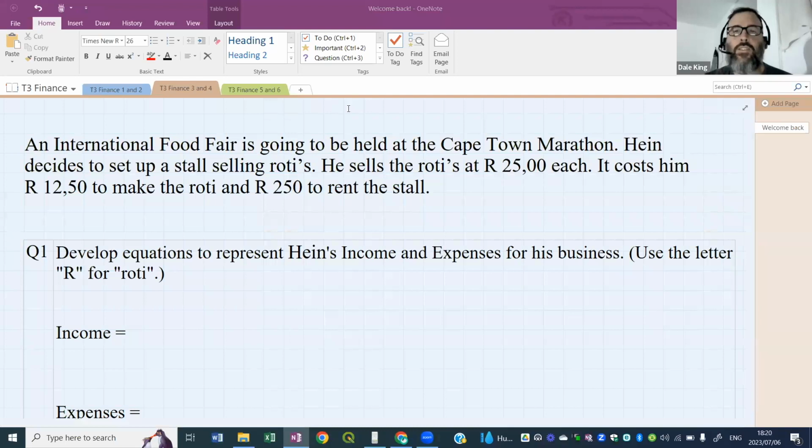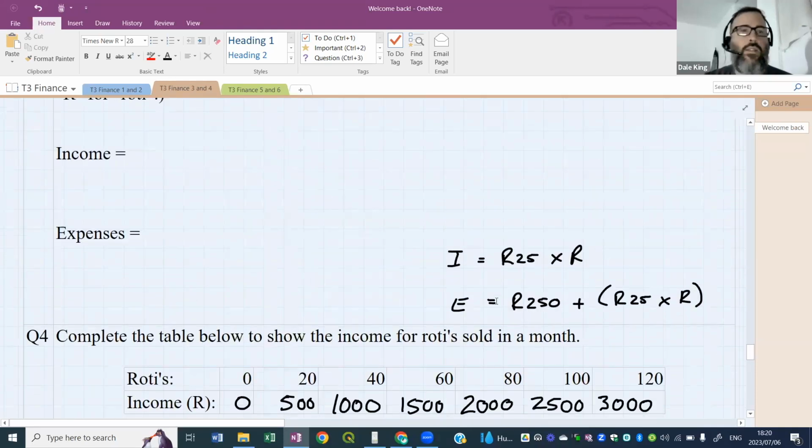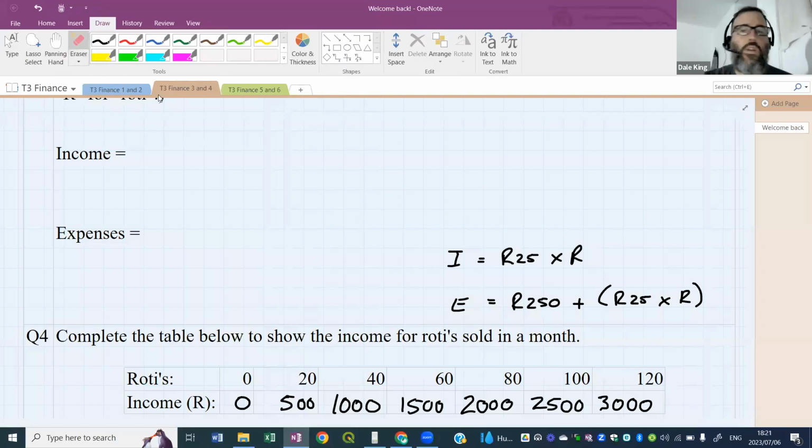Yes, Katlejo. Well done. We sell them at 25 Rand, but we make them at 12.50. So the expenses equation shouldn't be 25 Rand. It should be 12.50. Bianca, I need your help again.